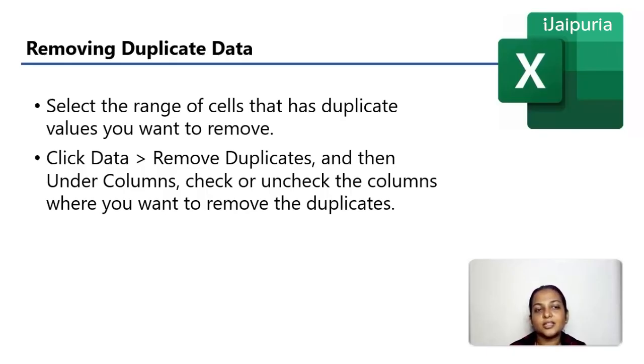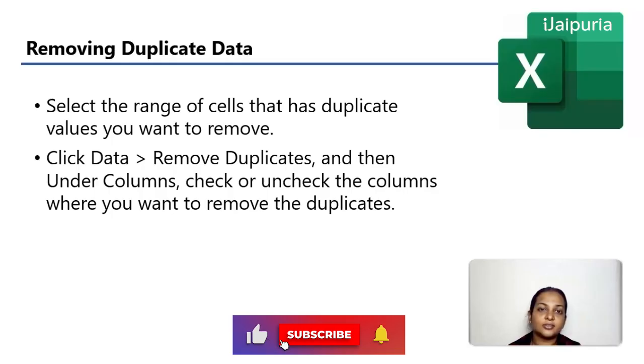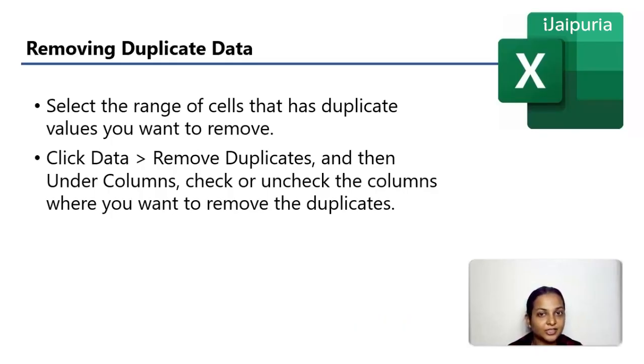For larger data, you can use the Remove Duplicates function which is present in the Data tab. So you can go to the Data tab and select Remove Duplicates, and then you will be given a dialog box from where you are supposed to check or uncheck the columns from which you want to remove your data. After that, it is going to display the number of duplicates that have been removed and how many unique entries are left.